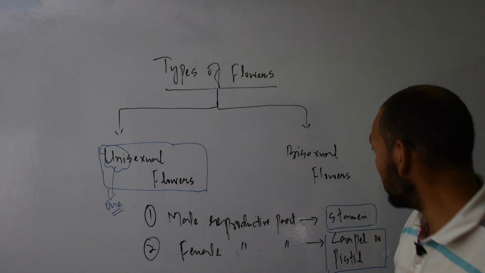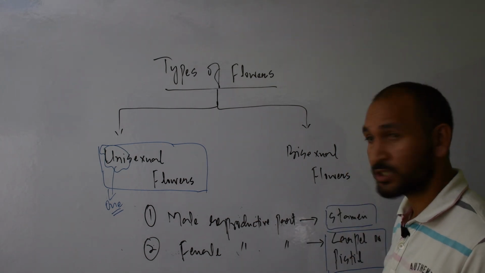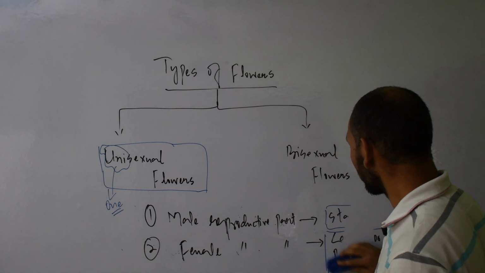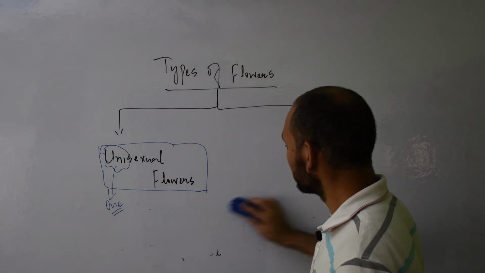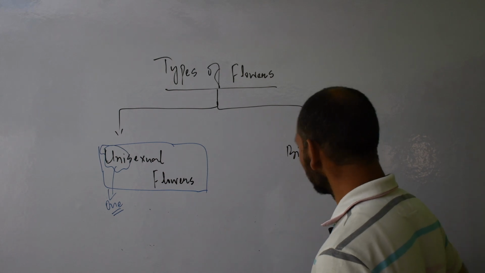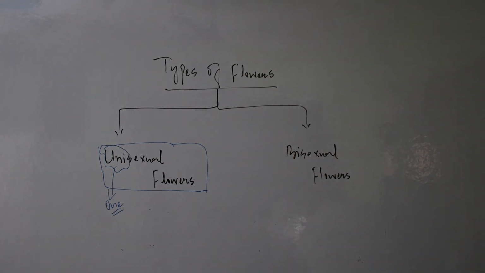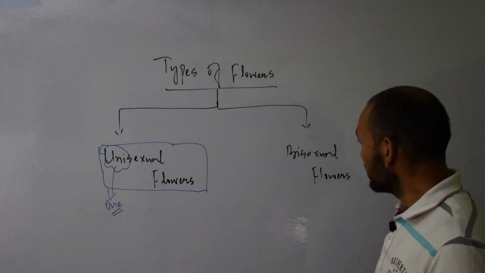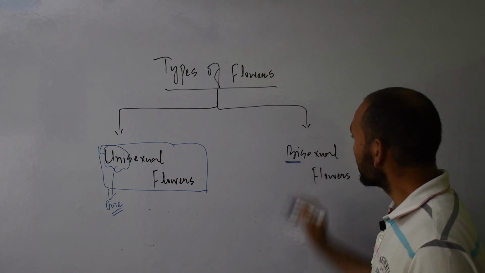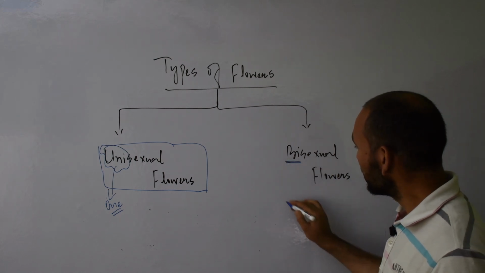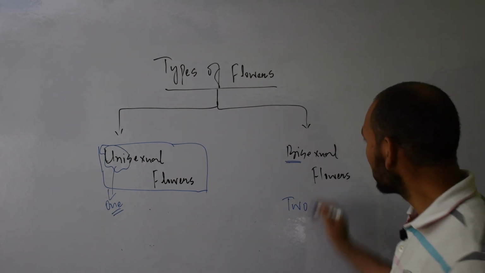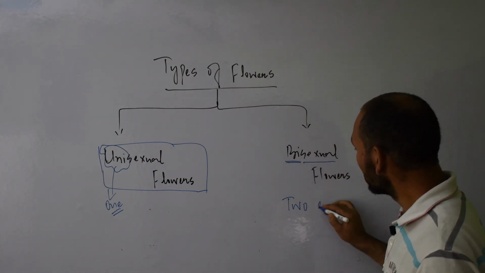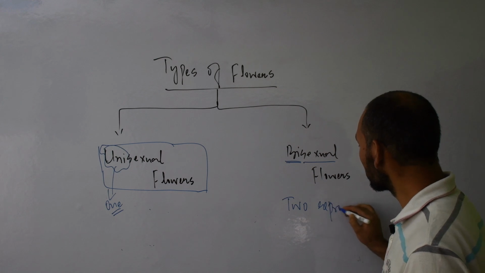Now let us get to the bisexual flower. Just look at the name bi. Okay, bi we refer to two. Okay, sexual reproductive parts.